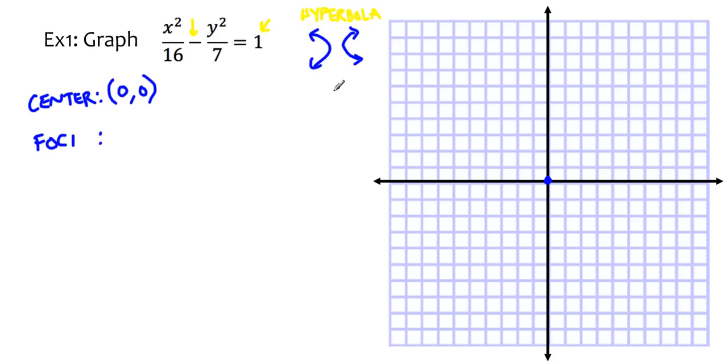I want to add my a value to my h value. So if this is a squared, then my a value is 4. So I'm going to have focus points at positive and negative 4, comma 0. I'm going to go ahead and plot those.